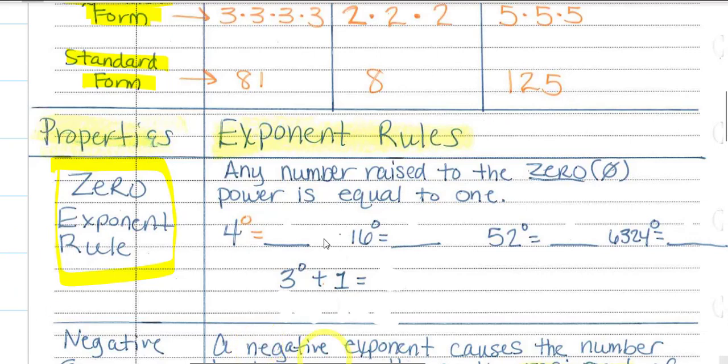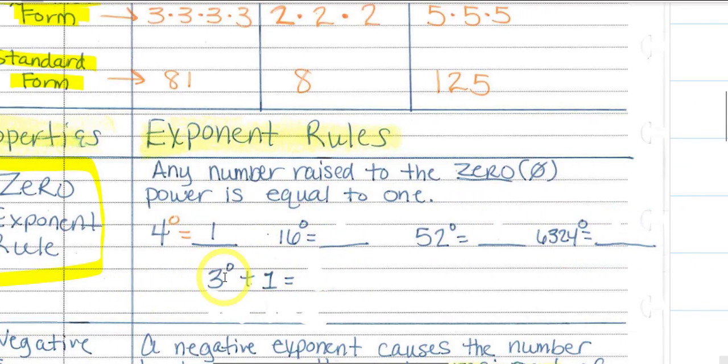So this is fairly simple. I have 4 raised to the 0 power. That's going to equal 1. 16 raised to the 0 power. Why don't you pause and try to answer these next 3 questions, and let's see if we get the same answer.